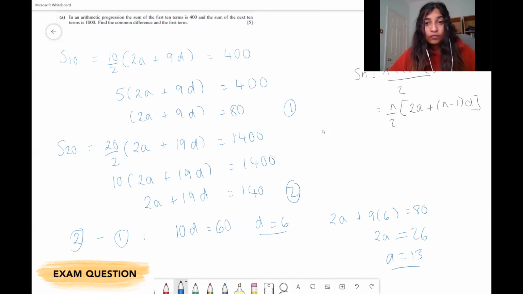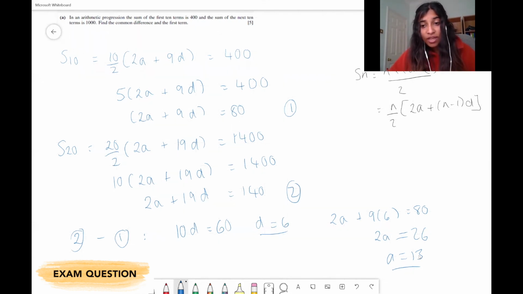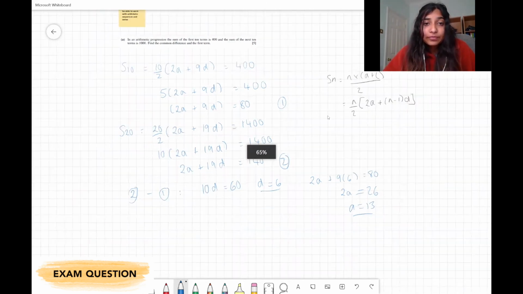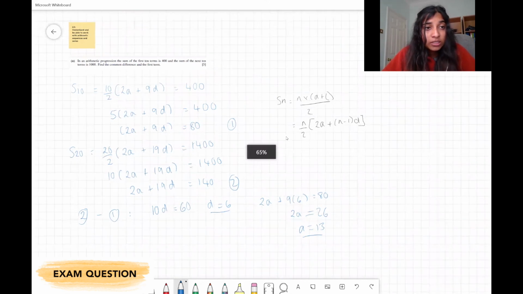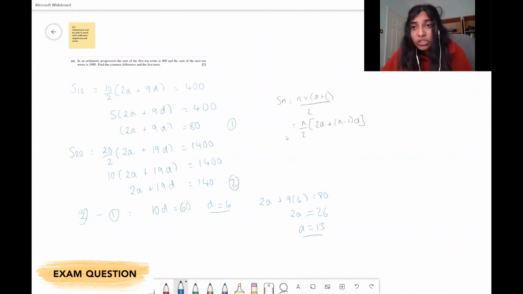So you have your first term a is equal to 13, and your common difference d is equal to 6. So this question may have seemed a little bit confusing at first, but all you do is try and write down all the information you can, knowing any formulas you can use, and then see if you get something that you can solve. Like we got two simultaneous equations from that, which we know how to solve. So if you've forgotten how to do simultaneous equations, make sure you review that lesson. But otherwise, that's how you'd answer this question.